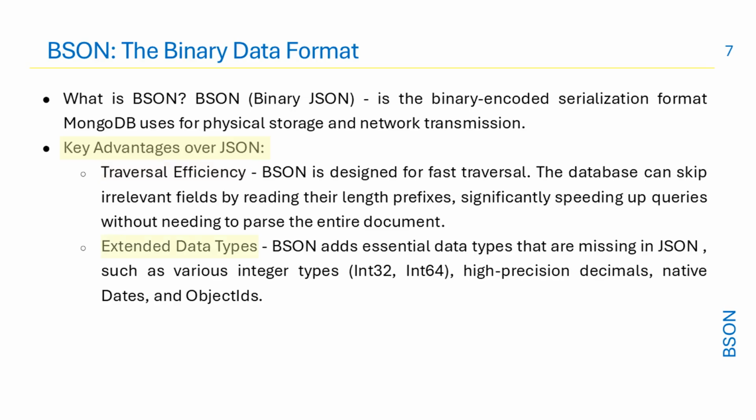The second major advantage is the extended data type system. As you may know, JSON has a very limited set of data types. For example, it only has one number type. BSON adds support for many types that are critical for a database, like 32 and 64-bit integers, 128-bit decimals for financial calculations, a native date type for proper time-based queries, and the ObjectId we've already discussed. The table on the next slide gives a more detailed comparison of the data types available in JSON versus BSON.